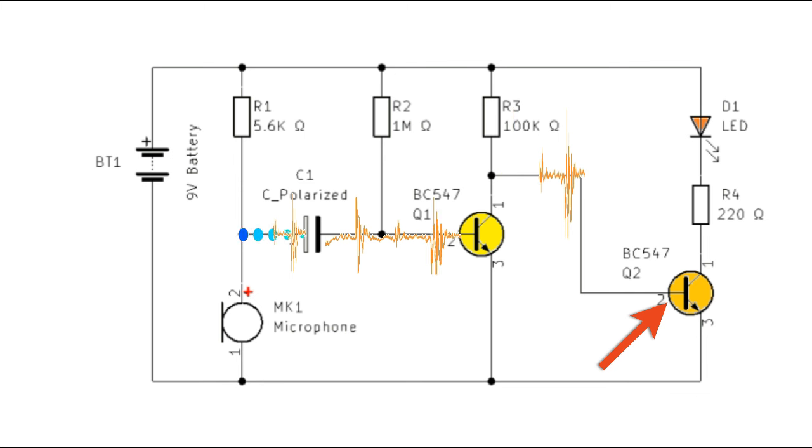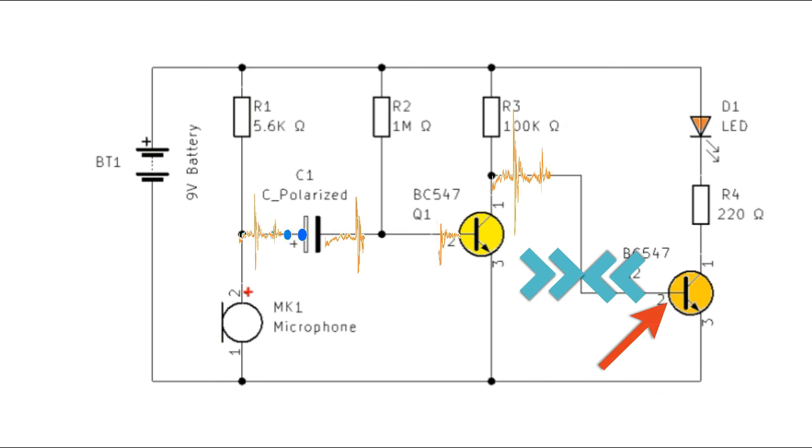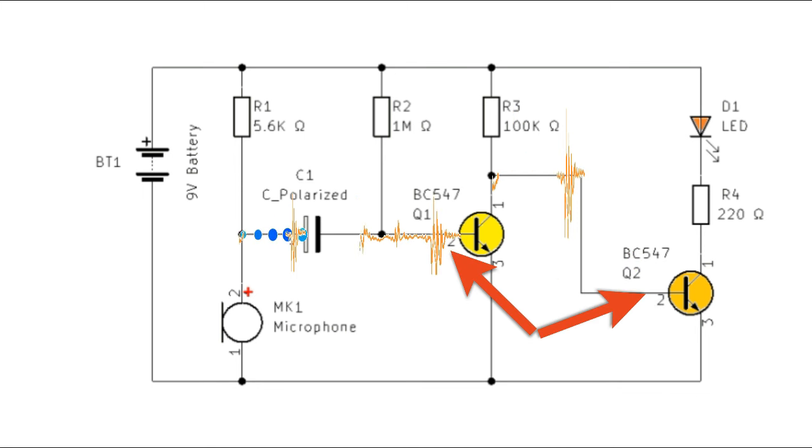transistor. Transistor 2, BC547. The second transistor acts as an emitter follower. It provides impedance matching and additional amplification for the signal. The collector current of the first transistor controls the base current of the second transistor.